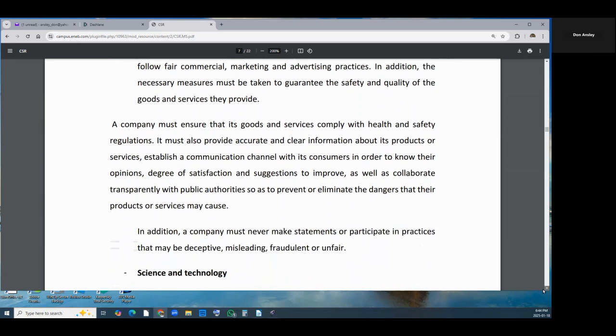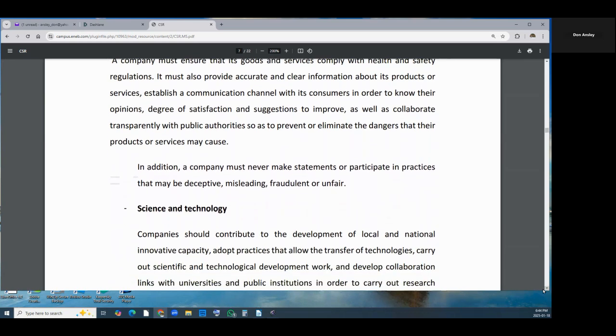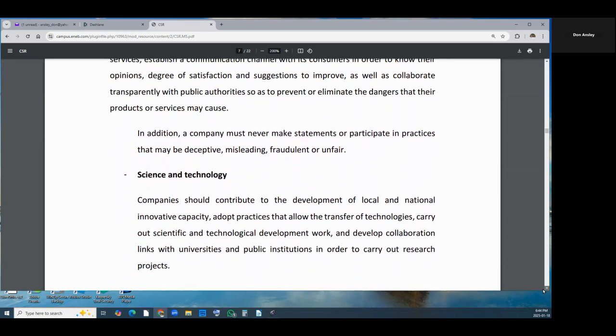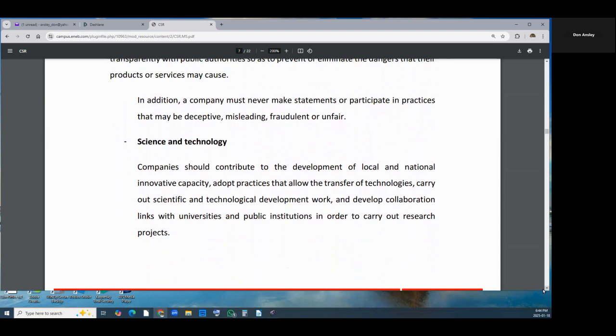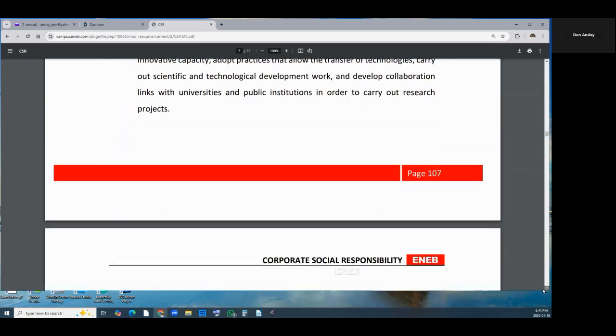In addition, a company must never make statements or participate in practices that may be deceptive, misleading, fraudulent, or unfair. Science and technology. A company should contribute to the development of local and national innovative capacity, adopt practices that allow the transfer of technologies, carry out scientific and technological development work, and develop collaboration links with universities and public institutions in order to carry out research projects.